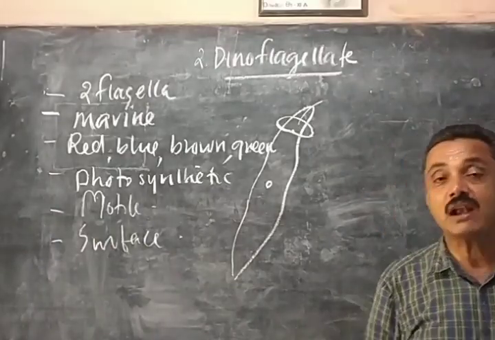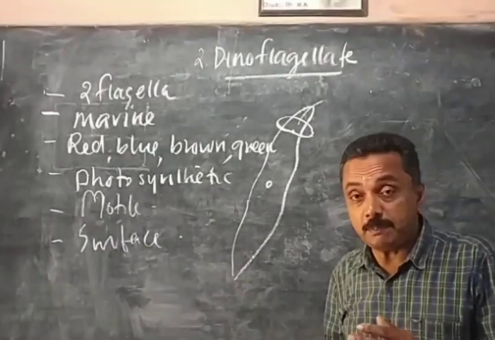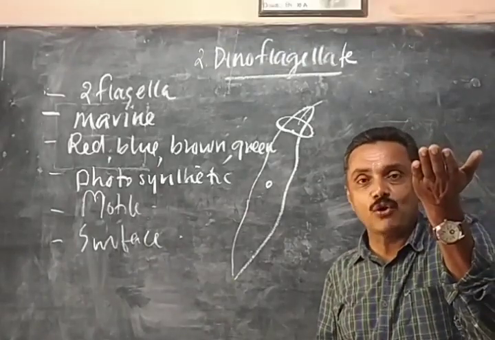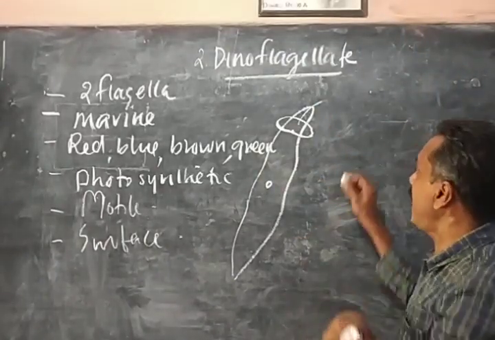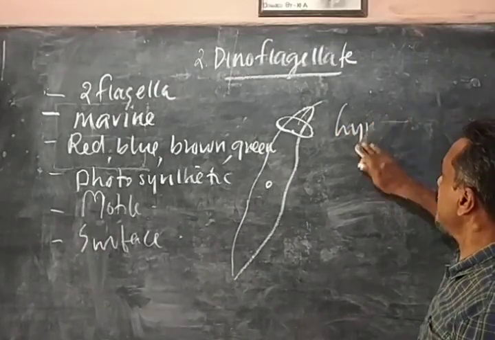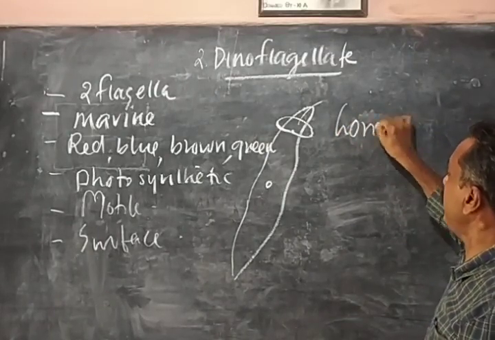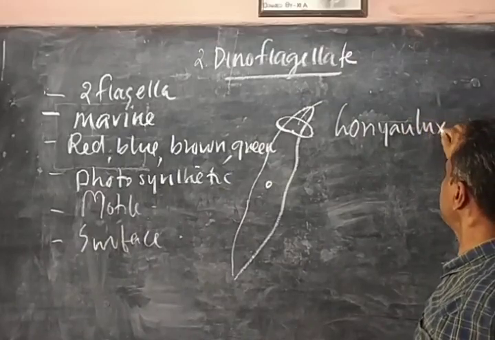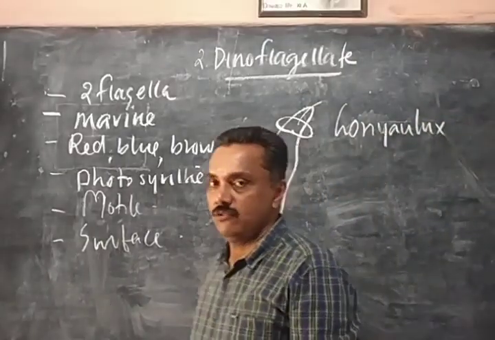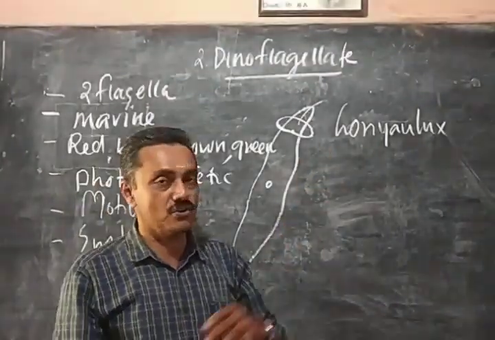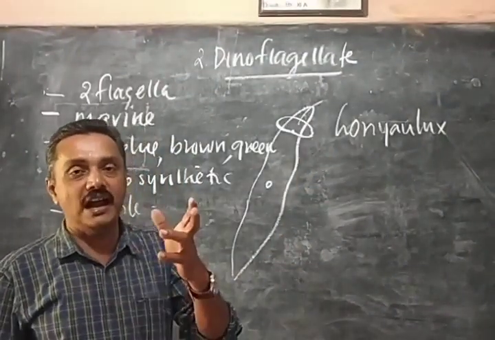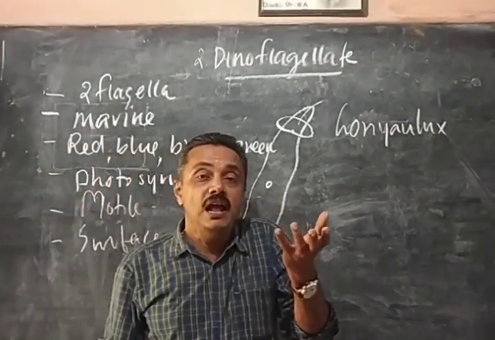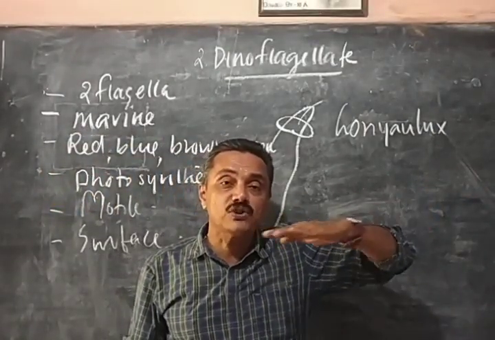And see, they are photosynthetic. If sunlight is available, they come to the surface of the ocean. Some examples are there, like Gonyaulax. One example coming under the dinoflagellate is Gonyaulax, and this Gonyaulax is red in color. When the sunlight is available, the Gonyaulax will come above the surface of the ocean.